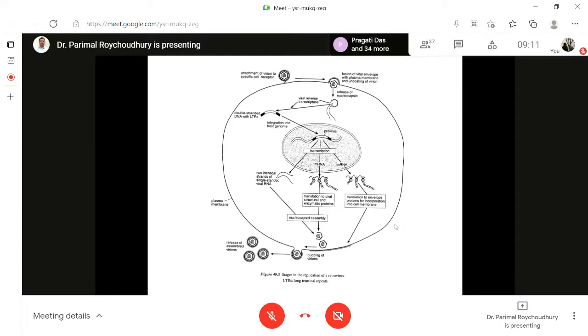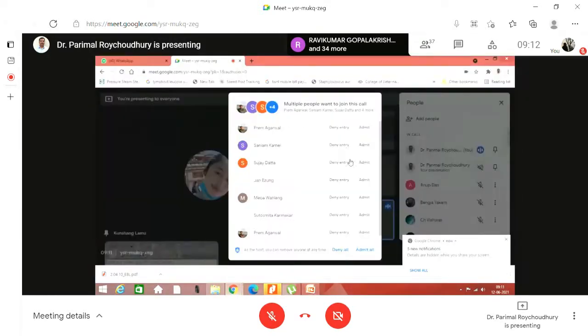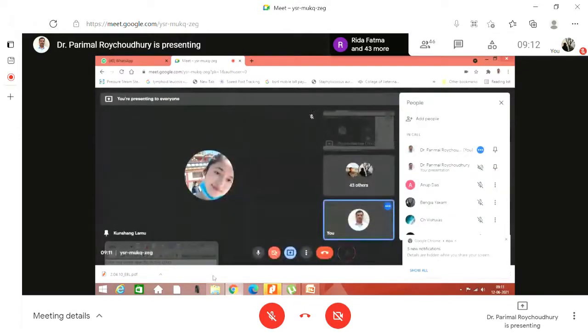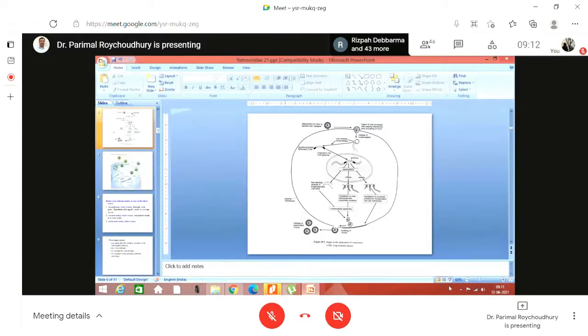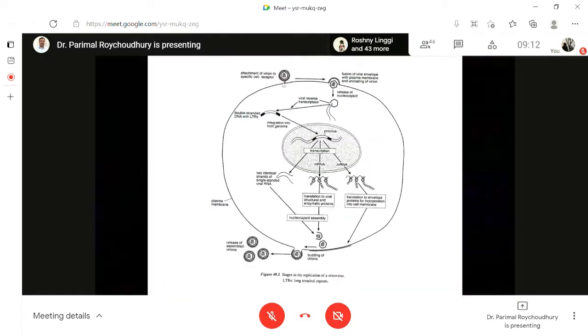So let us take a review of the whole replication process of these retroviruses. Once they attach to the cell surface through a specific receptor, for example, the HIV virus prefers the CD4 surface molecule in the T helper cells. And likewise, varieties of cell surface receptors are selected by different categories of retroviruses, and initially they bind to the cell surface. This is called attachment.